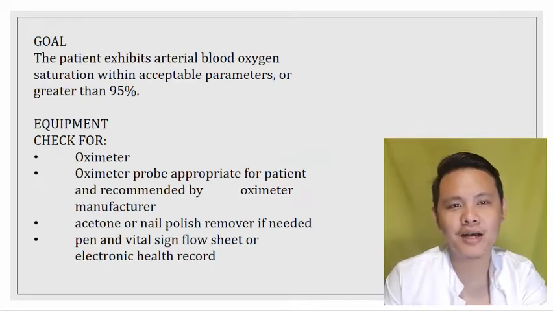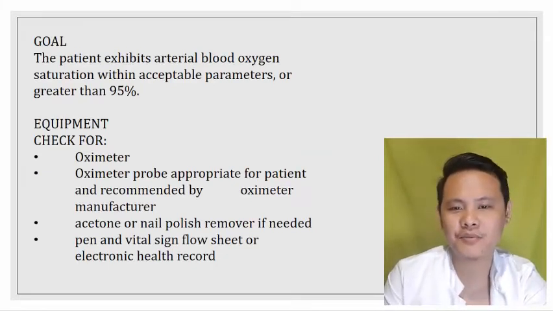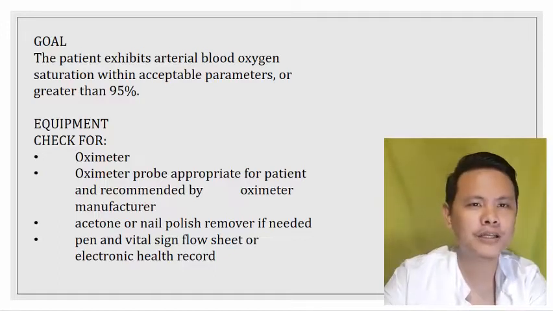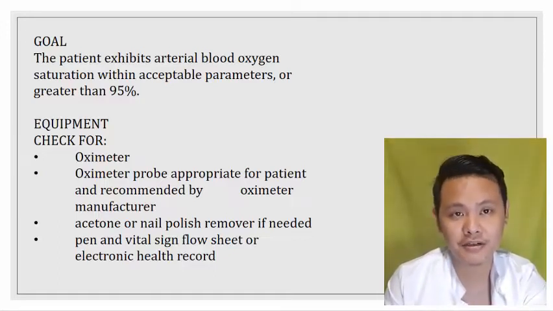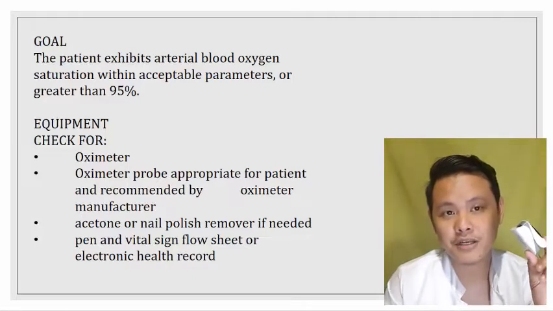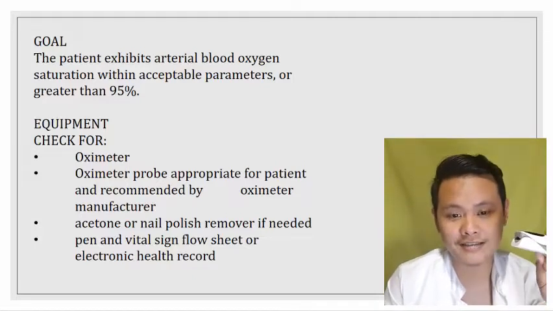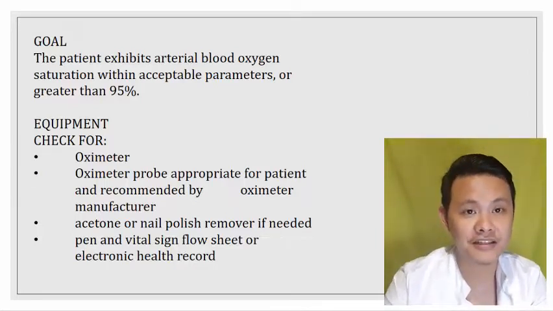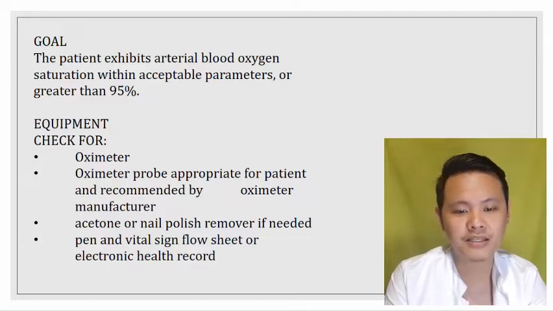So let's start with our goal. Our main goal here is to make the patient exhibit arterial blood oxygen saturation within an acceptable parameters or greater than 95%. So what are the equipment that we needed? First is the oximeter, the oximeter probe or the oximeter sensor. Or if you don't have, we can simply use this one, the fingertip or the cordless. What else? Acetone or the nail polish remover if needed. What else? Pen and vital signs flow sheet or the electronic health record.